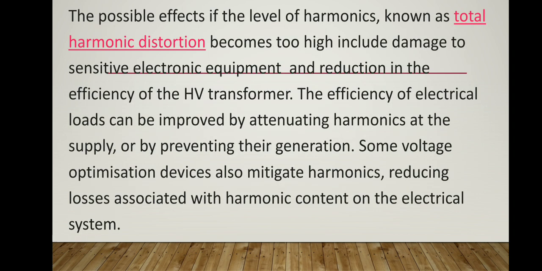The most possible effect is that the level of harmonics, known as total harmonic distortion, becomes too high, including damage to sensitive electronic equipment and reduction in the efficiency of the HV transformer. The efficiency of electrical loads can be improved by attenuating harmonics at the supply or by preventing their generation. Some voltage optimization devices also mitigate harmonics, reducing losses associated with harmonic content on the electrical system.